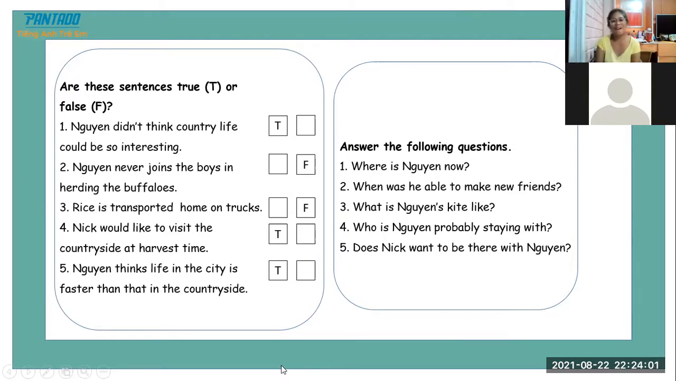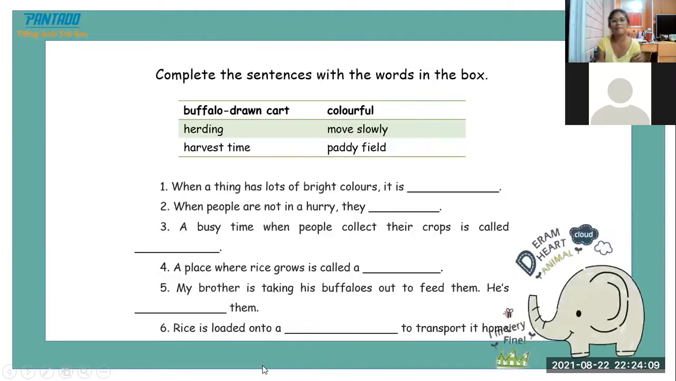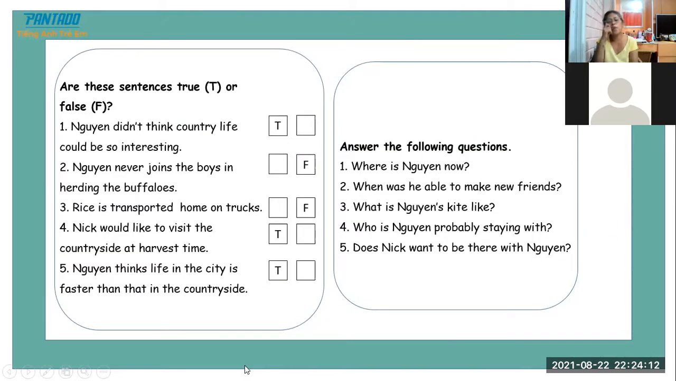Where is Nguyen now? He's in the countryside. Okay. Next. When was he able to make new friends? Right on his first day here. Okay. What is Nguyen's kite like? It's big and colorful. Okay. Who is Nguyen probably staying with? His grandfather. Does Nick want to be there with Nguyen?